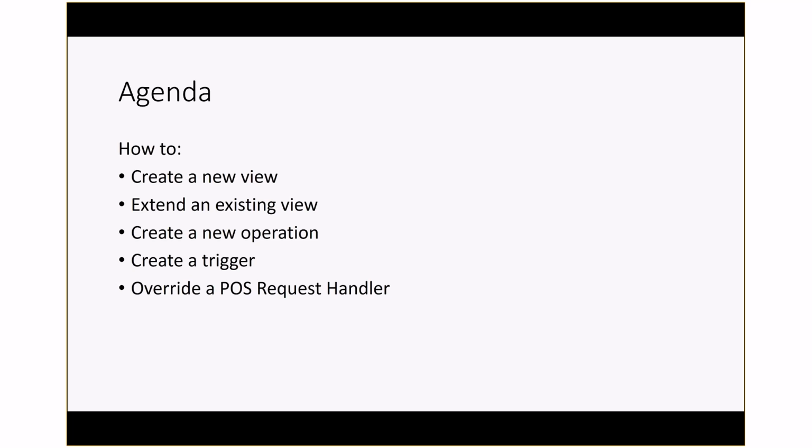So each has multiple steps. We'll walk through, if you want to override a particular flow logic, saying, hey, for authorized payment, I want to completely use my own payment connector, I don't want to use the Microsoft standard code, then you can override the request. So in this sample demo, we'll show how to override a request.